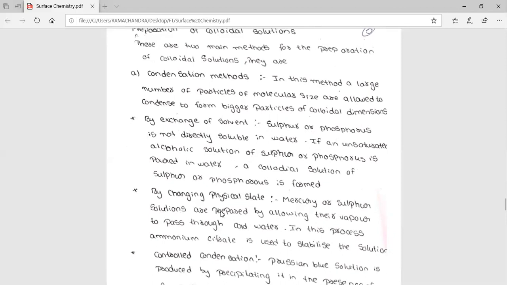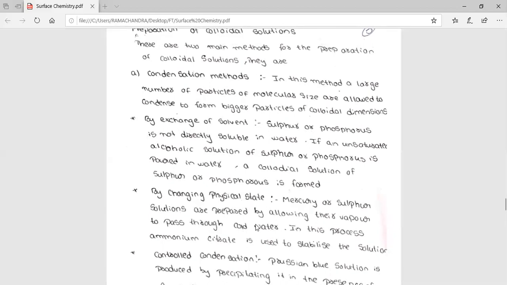Next, we change the physical state. Mercury or sulfur solutions are prepared by allowing their vapors to pass through cold water. In this process, ammonium citrate is used to stabilize the solution.